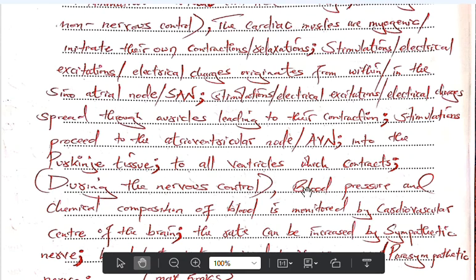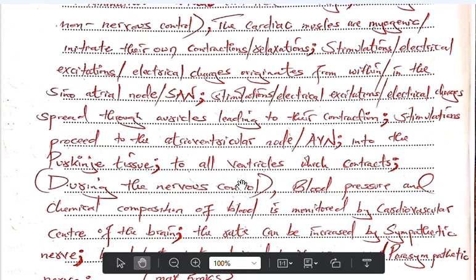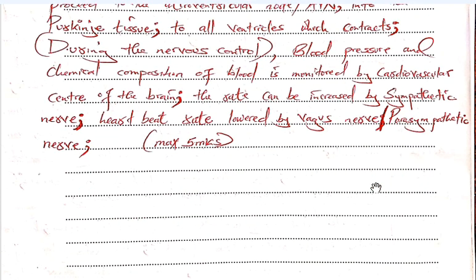During the nervous control, blood pressure and chemical composition of blood is monitored by the cardiovascular center of the brain, and the rate can be increased by the sympathetic nerve and also can be lowered by the vagus nerve.